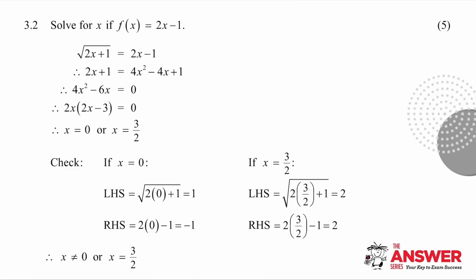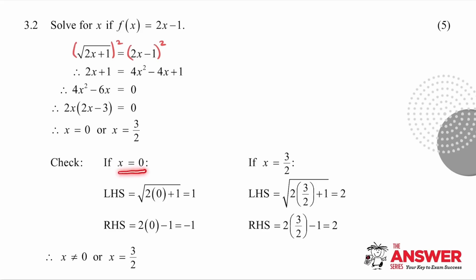Question 3.2 says solve for x if f of x is equal to 2x minus 1. F of x was root 2x plus 1, and I make it equal to 2x minus 1. I have a surd equation, so I square both sides. Remember, when I square a binomial, I get 3 terms. Set up your quadratic, factorize, and get your 2 values for x. And then don't forget, in a surd equation, you have to check your answer back.